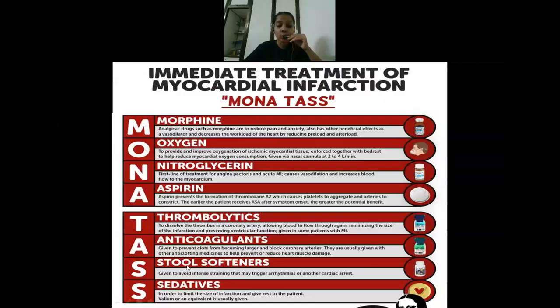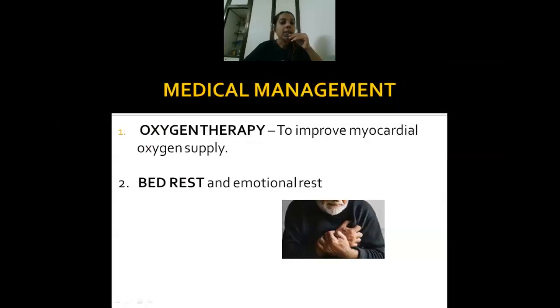Why are we giving stool softeners? Because we already know that if there is vagal stimulation, they strain at stool, and there are chances that it will trigger a heart attack. So we give stool softeners or laxatives. Sedatives may also be given, like diazepam. This is only regarding the immediate treatment, so just remember MONATAS and the main heading of that. Next, we'll see the medical management in detail.